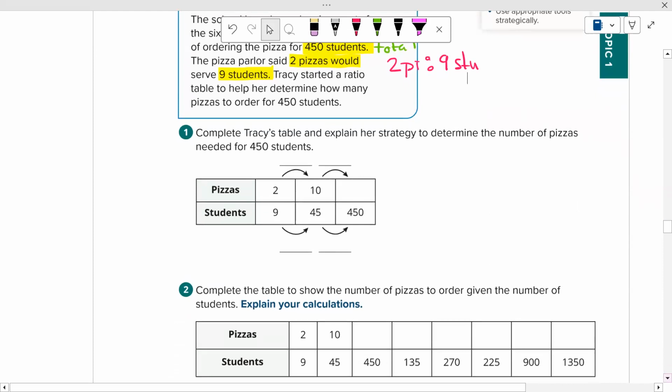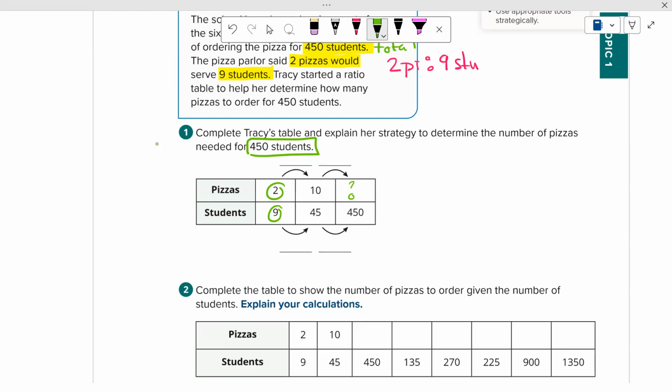So number 1 says, complete Tracy's table and explain her strategy to determine the number of pizzas needed for 450 students. That's what we're after. So we noticed we already had a ratio, 2, 9. Notice they wrote 2 pizzas, 9 students. We wrote it as a table. That's cool. So now they're saying we want 10 pizzas, 45 students. Remember, there has to be an equal ratio table. So they're wondering what's missing here in this 450. That's what we're trying to figure out.